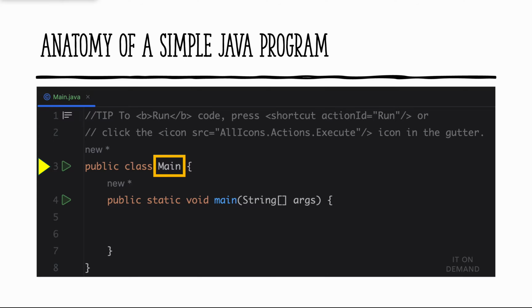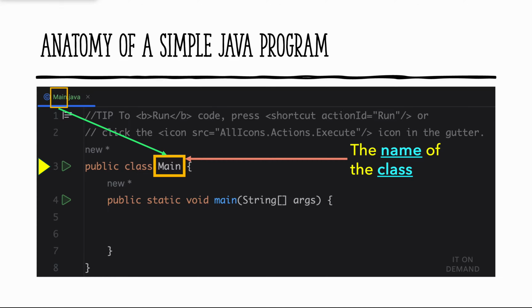And let's go to Main. Main is the name of the class. And remember the name of the file, Main.java. It has to be exactly the same as the name of the class. So if we have uppercase M-A-I-N, we should have uppercase M-A-I-N. And by convention, classes have their first letter in uppercase.